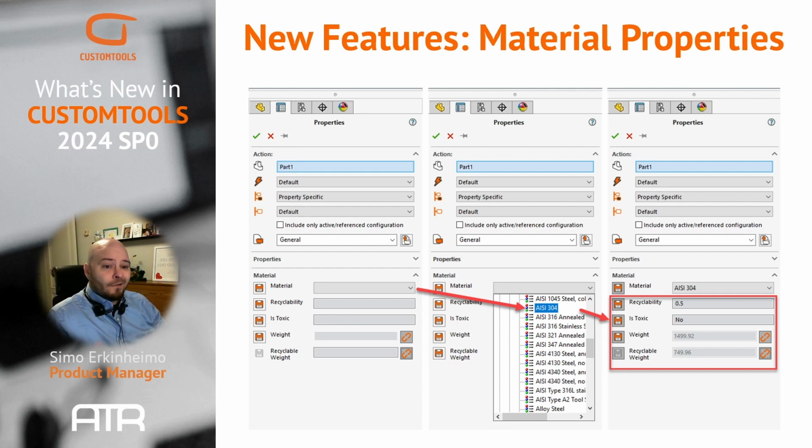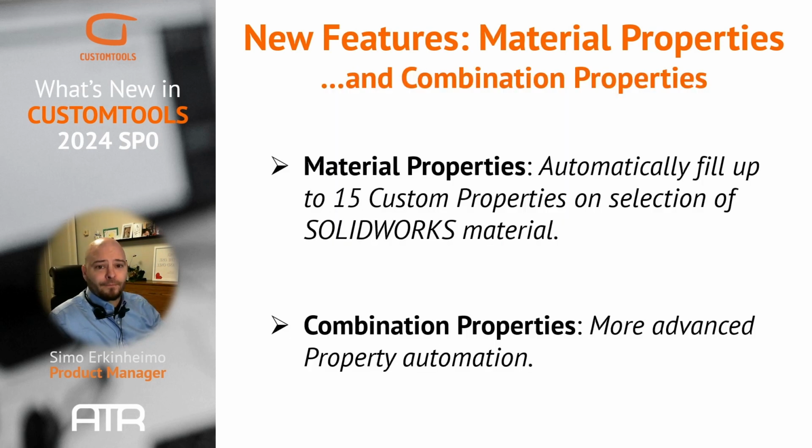Of course you might also have other use cases when you need to have some special logic or special values behind selection of specific materials. Combination properties is exactly the same. It's a bit like a byproduct of implementing the material properties, but the combo content is the Custom Tools combinations rather than SolidWorks materials. Adding extra properties for those simply allows further property automation that is only limited by your imagination.